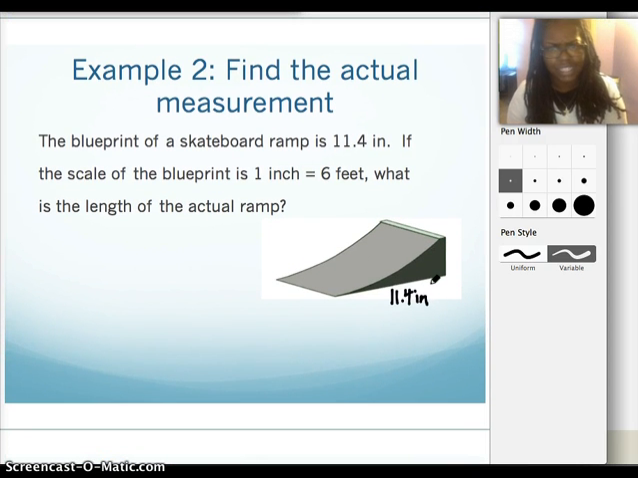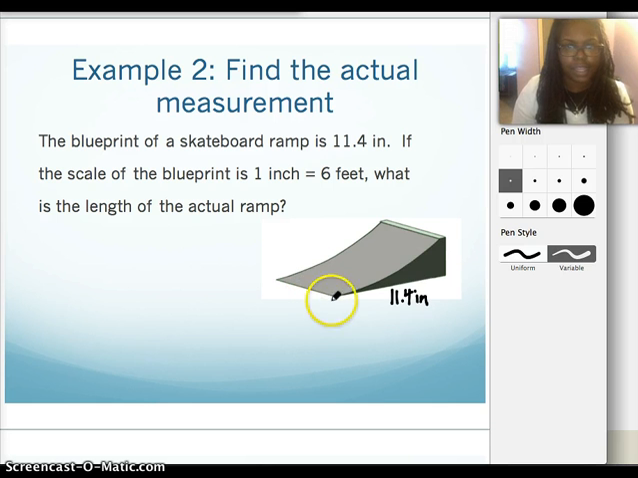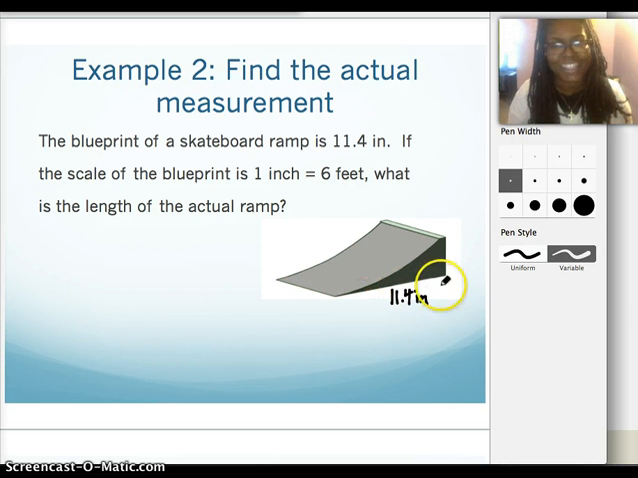In example 2, this is find the actual measurement. So here we have what is a blueprint of a skateboard ramp. And in the blueprint drawn, the length of the skateboard ramp is 11.4 inches. If the scale of the blueprint is 1 inch to 6 feet, what is the actual length of the ramp?